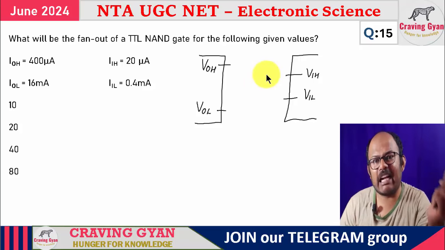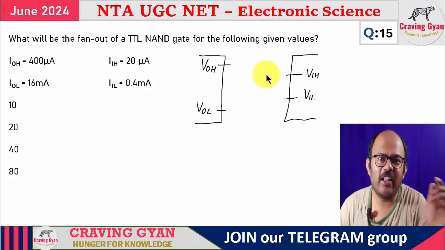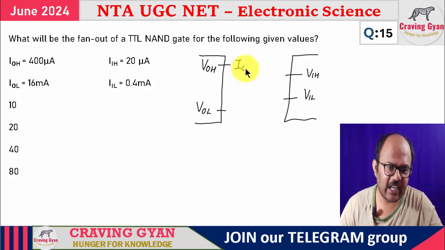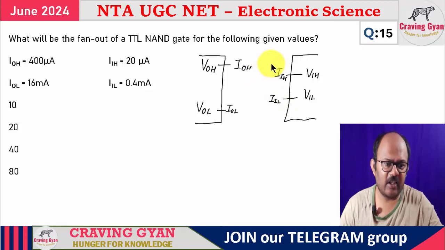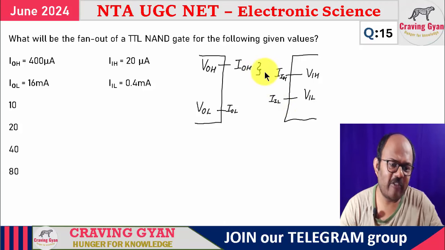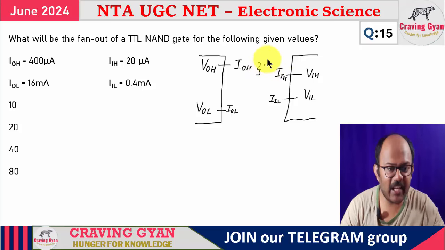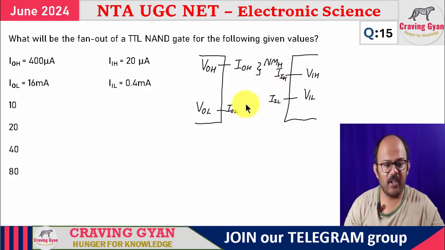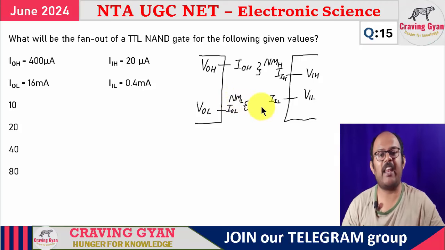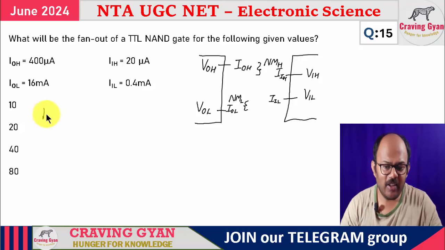For the corresponding voltages, what is the current that you're getting? That current, they're going to denote as IOH. This is IIH, and this is IOL, and this is IIL. What is the amount of noise that is being permitted? It is noise margin. Since it is a high state, I'm going to write it as NMH. Here we are defining for a low state, so it is NML.